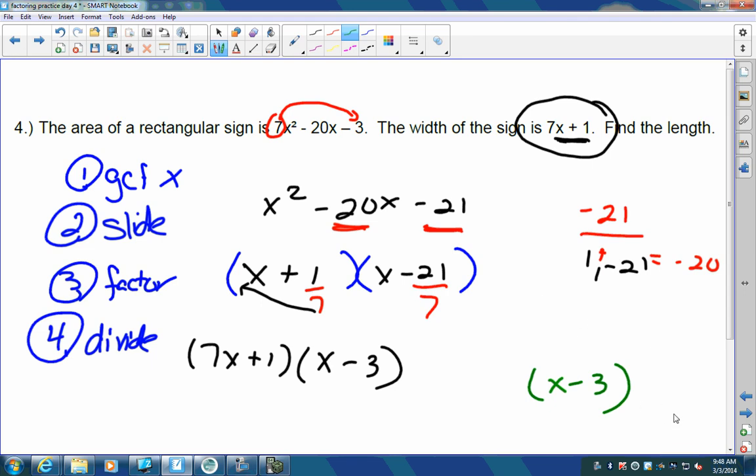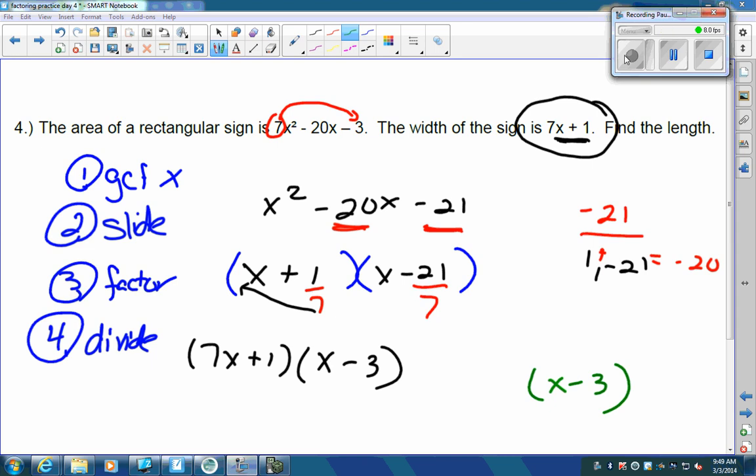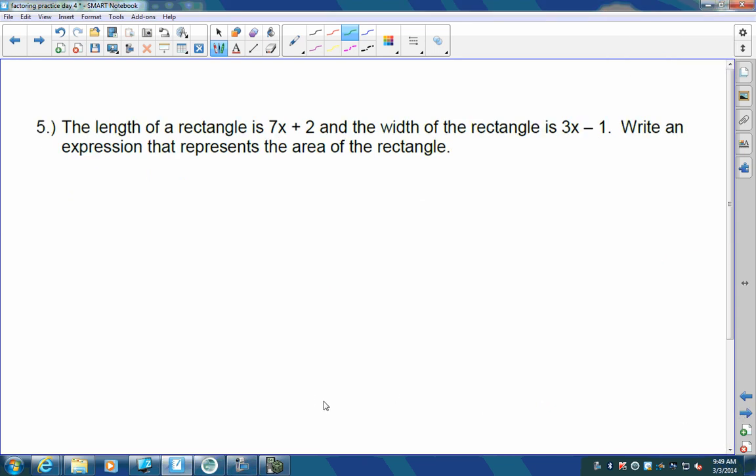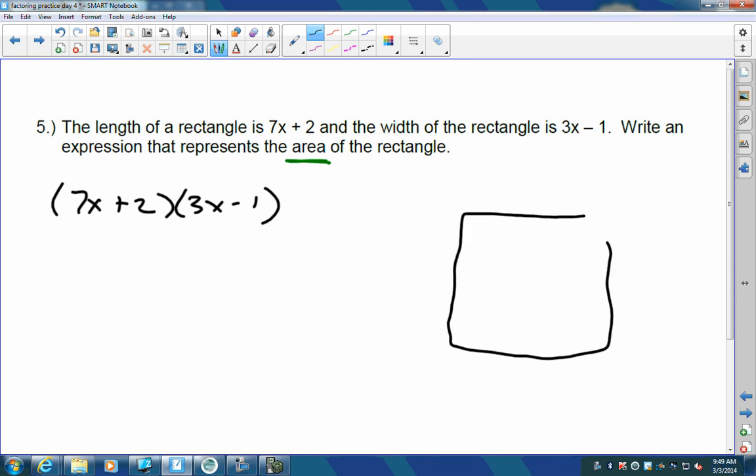Let's look at number 5. All right, here's the next one. Oh, now this takes us back to the other unit. It says the length of the rectangle is 7x plus 2, and the width is 3x minus 1. Write the expression that represents the area. So what do we need to do? We need to either FOIL or multiply using the box, but you are multiplying these two things together. For me, I'm going to use that box, 2 by 2, that graphic organizer, and you're going to multiply. I have 7x plus 2 and 3x minus 1.